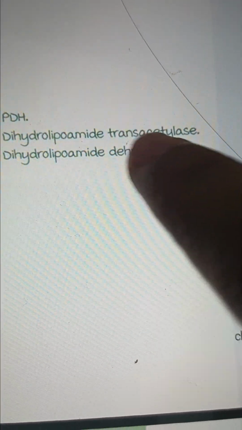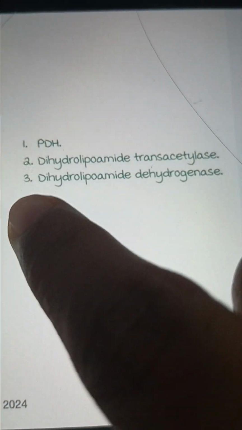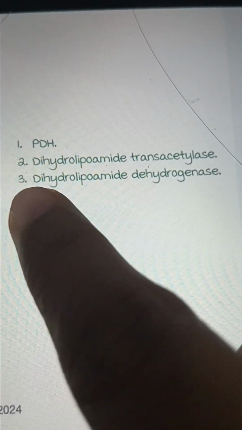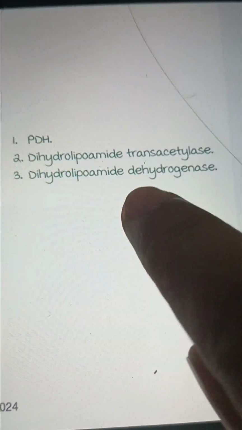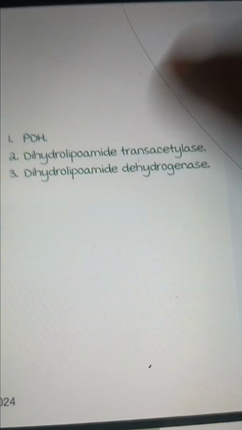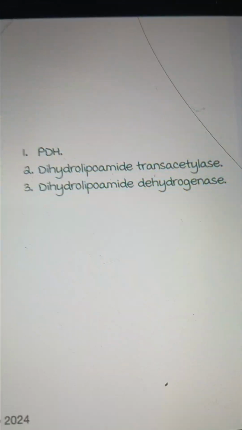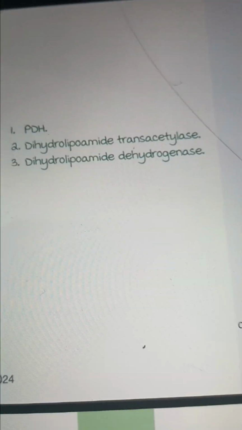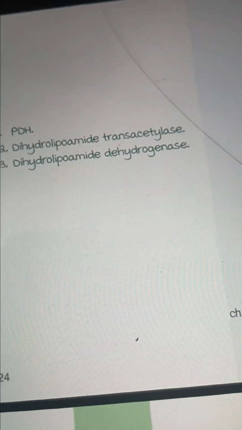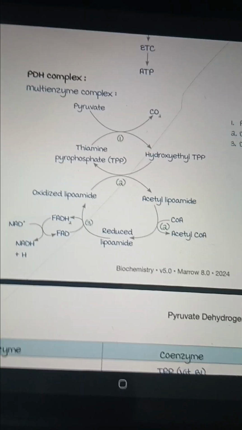E2 is dihydrolipoamide transacetylase, and the third is E3. E3 is dihydrolipoamide dehydrogenase. The names will be understood once you understand the multi-enzyme complex, and also you will understand what apoenzyme has what coenzyme. So let's look at the reaction that is happening here.